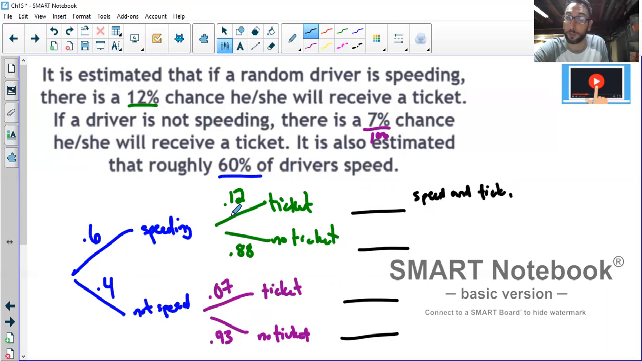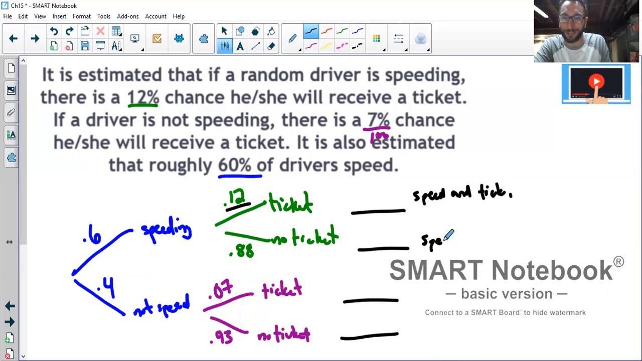Now that's much different than this green number. This green number is of the speeders, 12% get a ticket. This green number is only out of all the people who are speeding, 12% get a ticket. This black number that's going to be right here, this is out of any driver. So I don't know they're speeding or anything, just any random driver. This is going to represent the probability any random driver is speeding and then also gets a ticket. And of course, you should pause and fill in the rest.